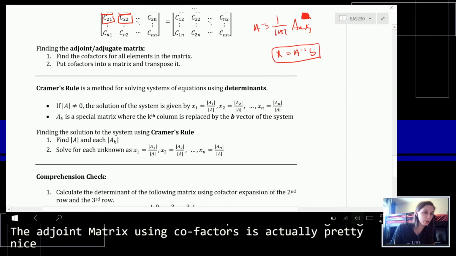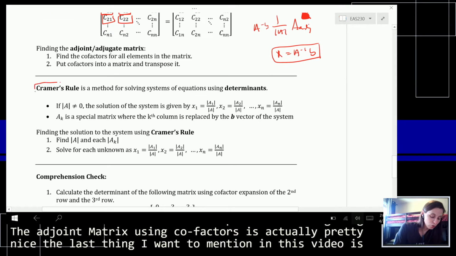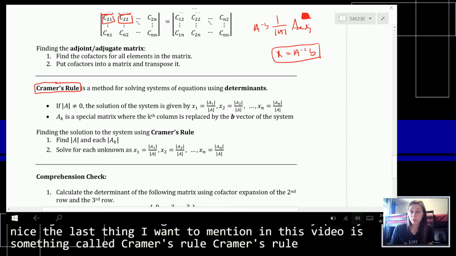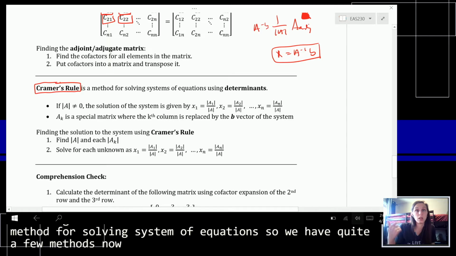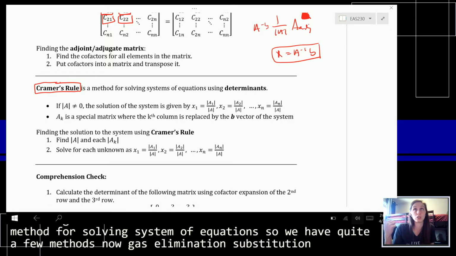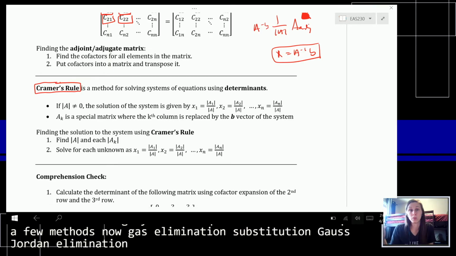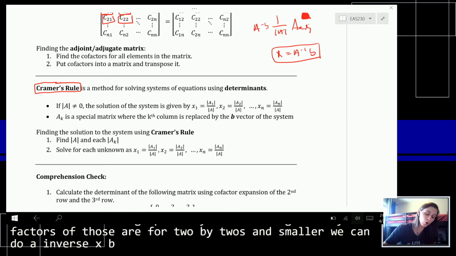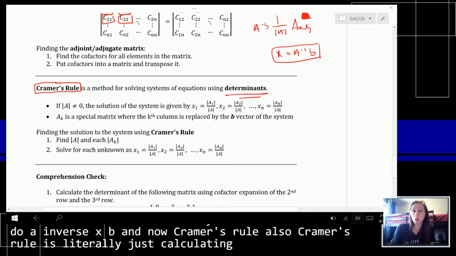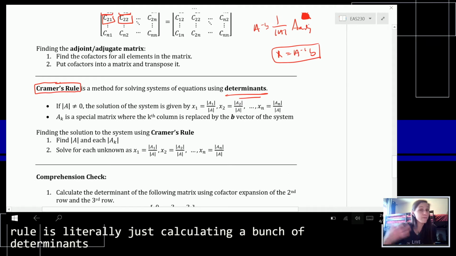The last thing I want to mention in this video is something called Cramer's rule. Cramer's rule is another method for solving systems of equations. So we have quite a few methods now: Gauss elimination, substitution, Gauss-Jordan elimination, graphically with lines, graphically with vectors. Those are for 2x2s and smaller. We can do A inverse times B. And now Cramer's rule.